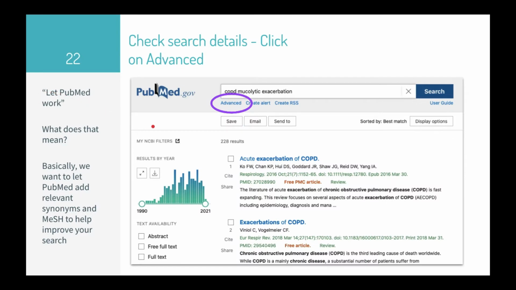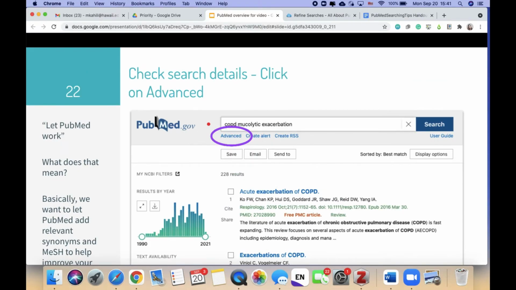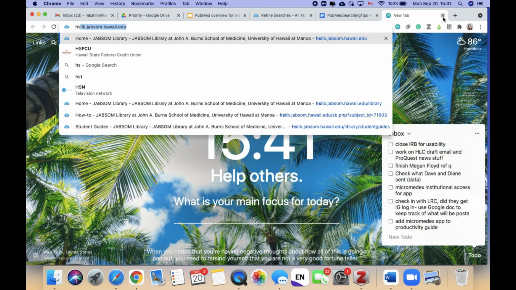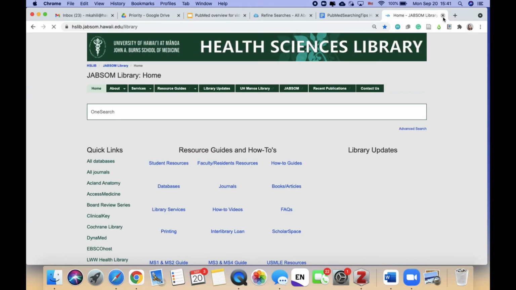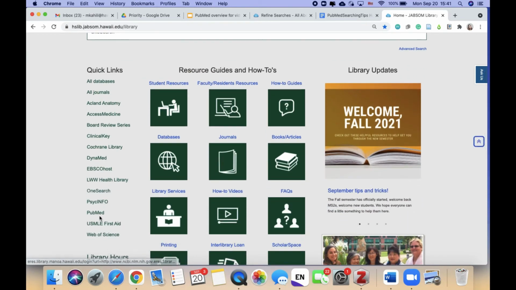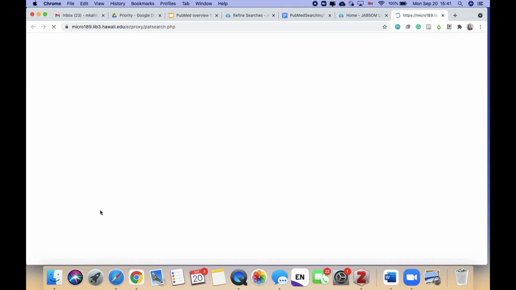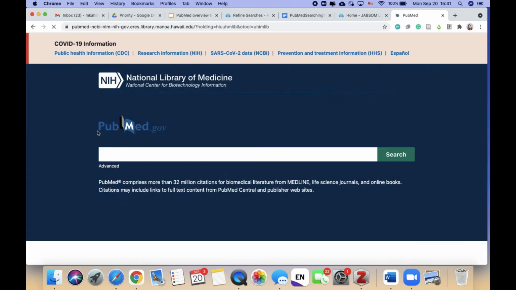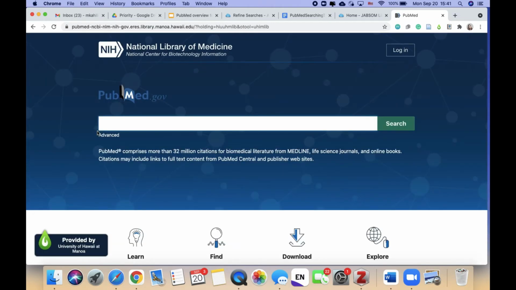So I'm going to actually go to a live screen. Let's just go to PubMed. I'm going to start from my library's homepage. I'm going to click on PubMed, and I'm being asked to log in. This is how we know PubMed is being linked to library holdings, because I'm being asked to log in.